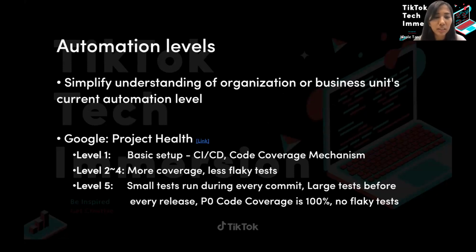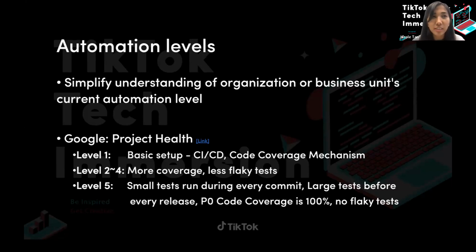Google, in their book about software engineering, actually touches on project health. They have something called project health, PH. They have 5 levels of testing. If you're level 1, you have the basic setup of automation: you have a code coverage mechanism, you have CI/CD. So it's actually a high bar.